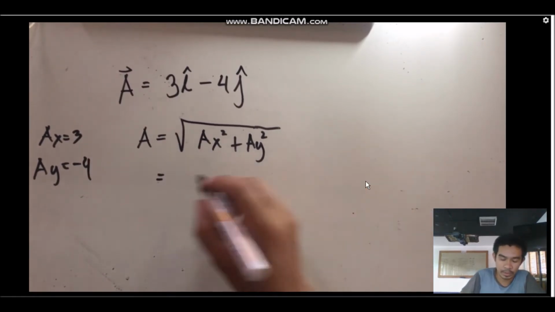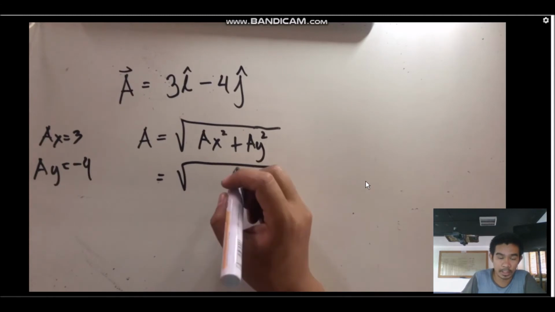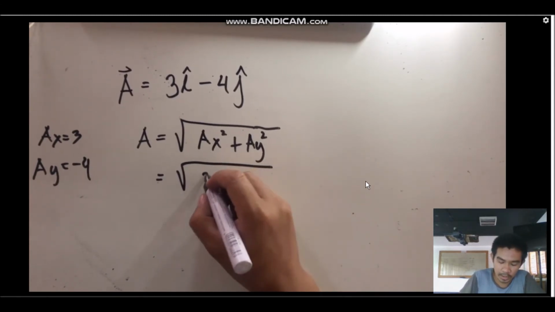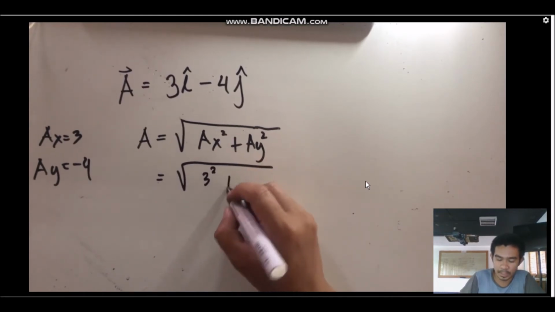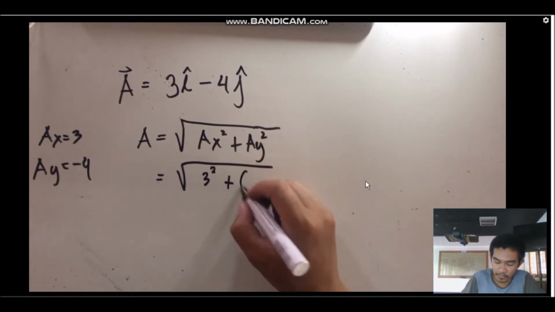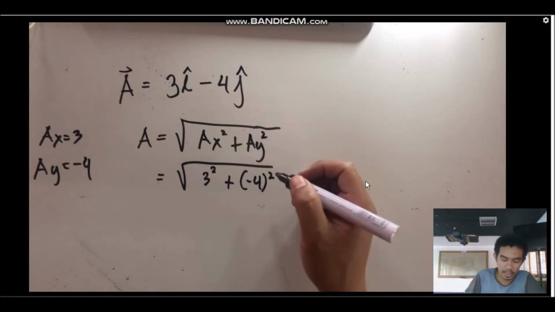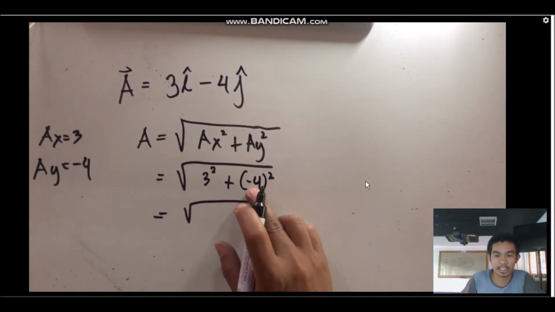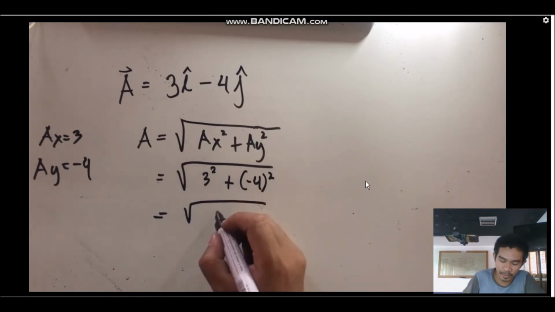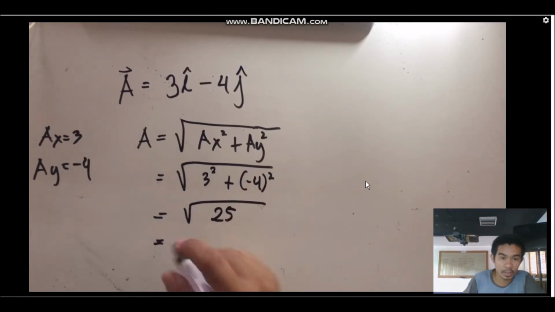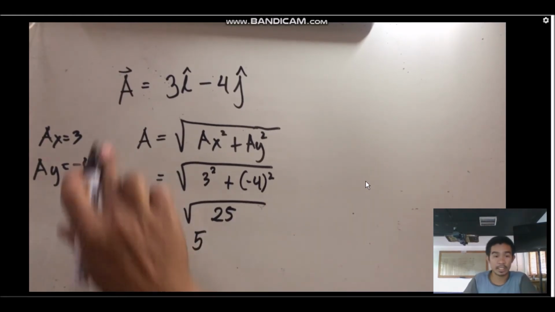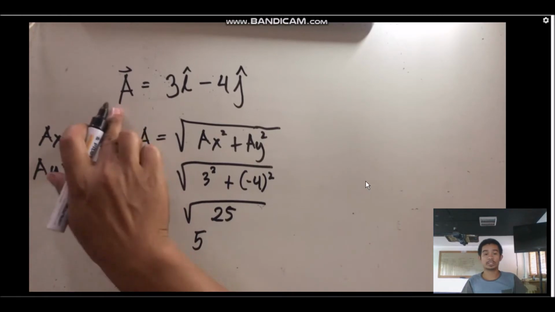So we have the square root of A of x, which is 3, so that is 3 squared, plus the y component is negative 4, so this is negative 4 squared. That is the square root of 9 plus 16, which is 25. What is the square root of 25? That is 5 units. So the magnitude of vector A is 5 units.